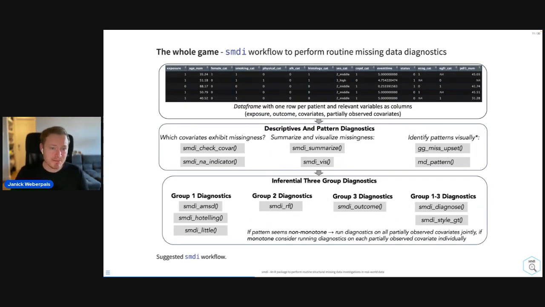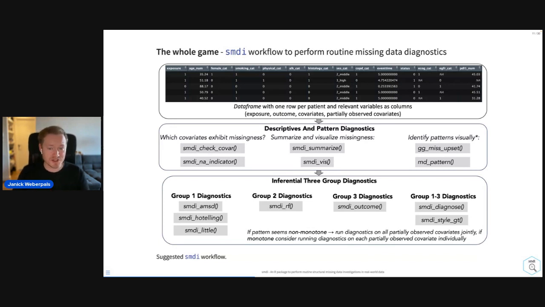And so the SMDI package, SMDI stands for Structural Missing Data Investigations, now tries to streamline these 3 group diagnostics to approach missingness more structurally and in a more principled fashion. This is basically the entire workflow that we thought of when we developed this R package. So you come with a data frame that has 1 row per patient and the relevant variables as columns. The relevant variables are exposure, the outcome, the covariates, and of course also your partially observed covariates that you want to investigate. So the first step then would be to produce some descriptives and pattern diagnostics.